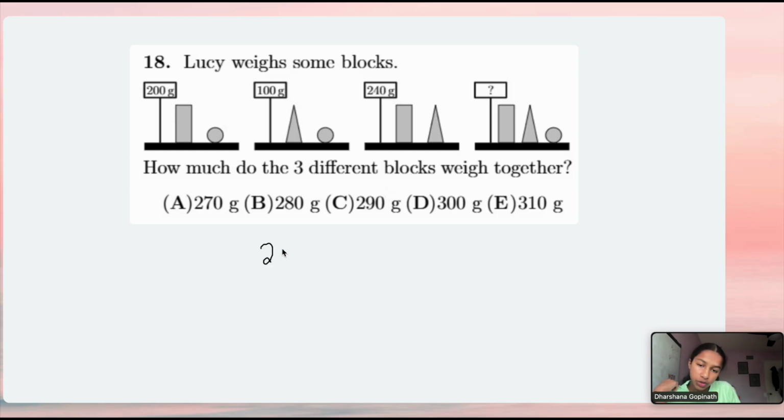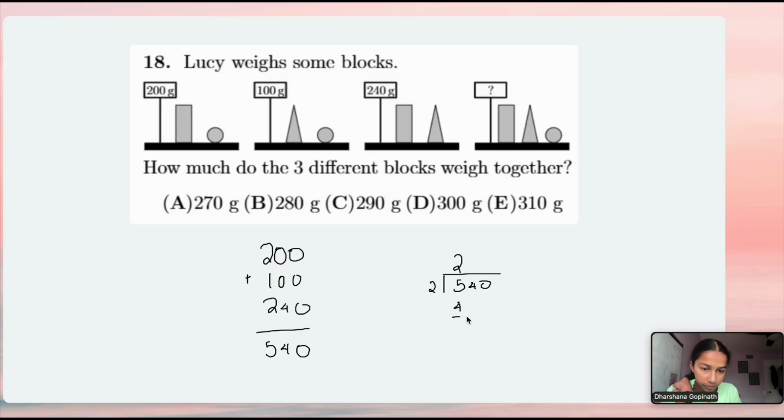So let's add them. 200 plus 100 plus 240 is equal to 540. So if we divide 540 by 2, we should get whatever it is when they are all being weighed together. So all of them together is 270, which is option A.